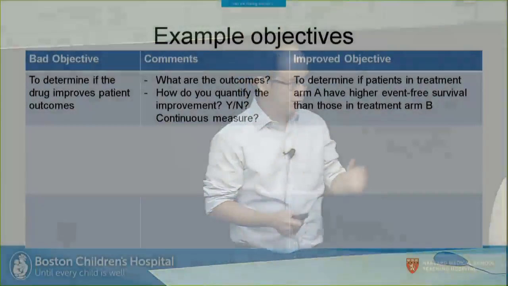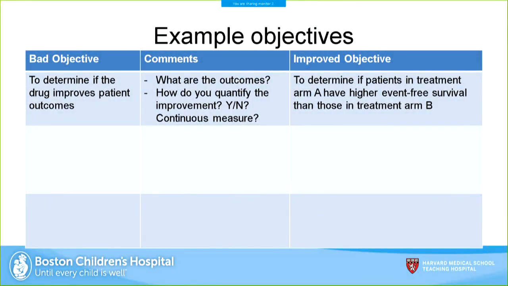So I wanted to give some examples of objectives that we want to make some improvements on, give some commentary, and then maybe suggest an alternative objective. So in the first case, on the left, there's an objective to determine if the drug improves patient outcomes. So, the question would be, what are these outcomes that we're trying to improve? And how are we going to quantify this improvement?